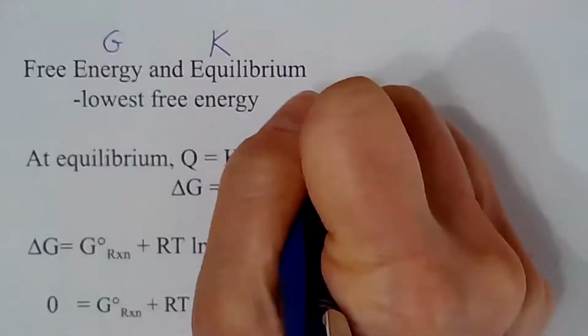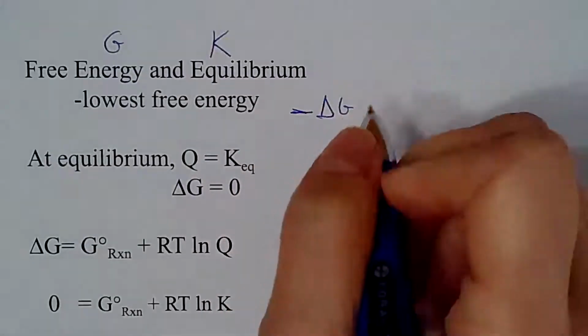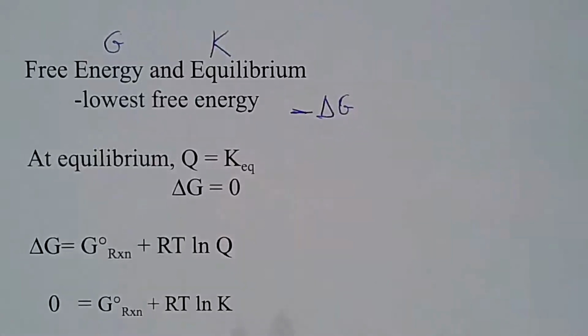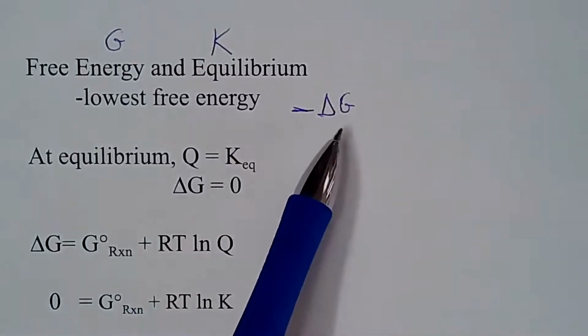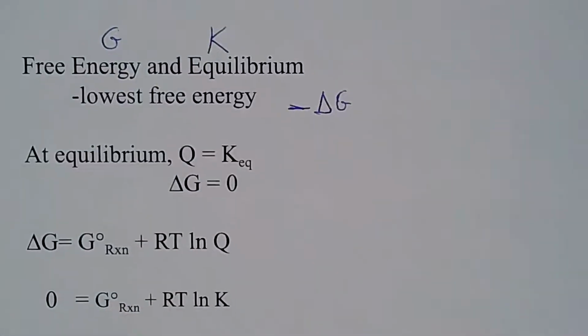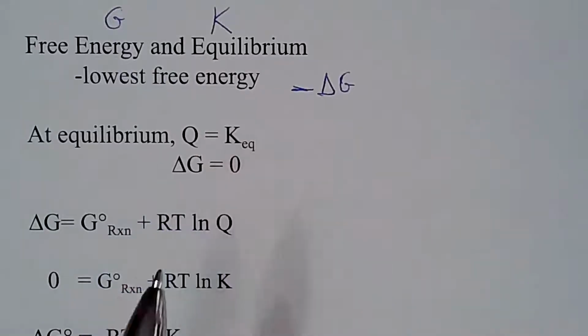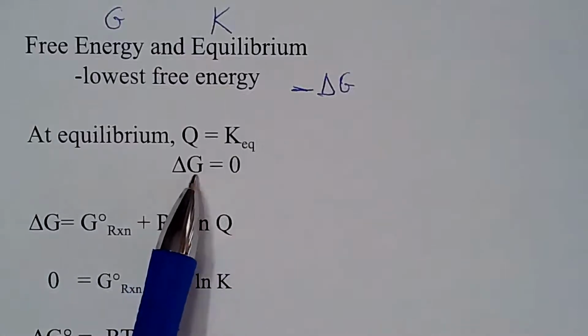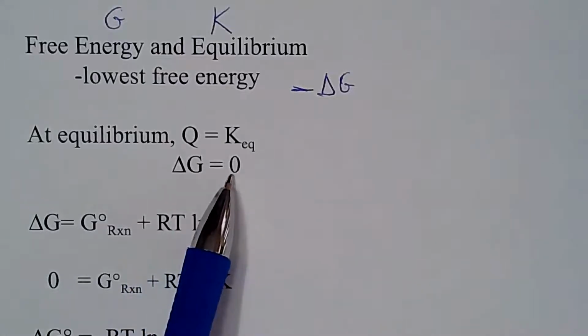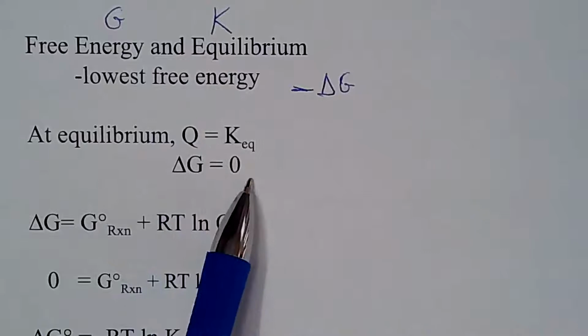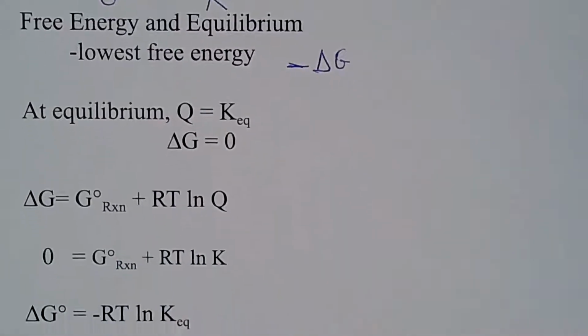So the key is always to get to negative delta G. That's one thing you remember about this chapter: you want delta G to be negative. So at equilibrium, Q is equal to K. My change in delta G at equilibrium will equal 0. So these are statements that we've already seen.